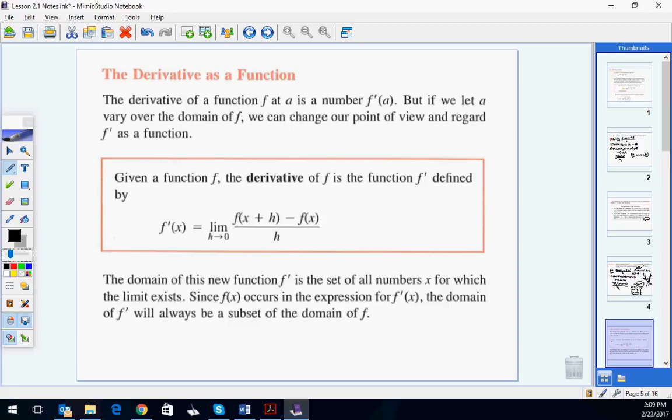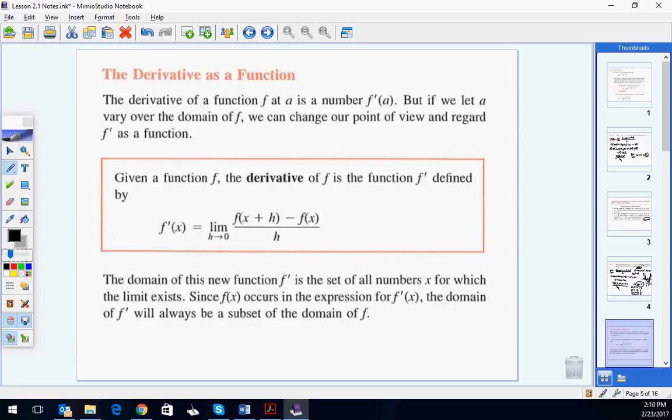But if we let a vary over the domain of f, we can change our point of view and regard f prime as a function. So given that the derivative of f is a function, f prime is defined by that there, which is what we've been using. So it's pretty much the definition. They're really hammering home here the understanding that the derivative is equivalent to the limit of the tangent slope. We're going to be doing this shorthand as we get going, but they're just letting you know that the derivative is essentially the definition of a limit.